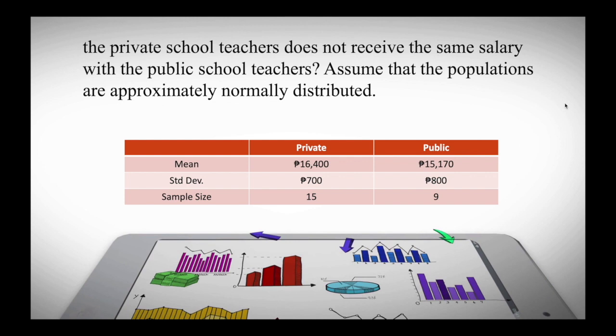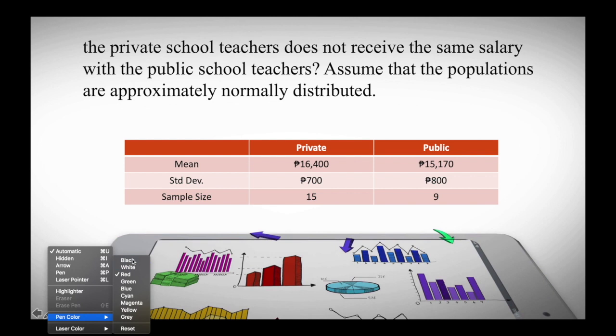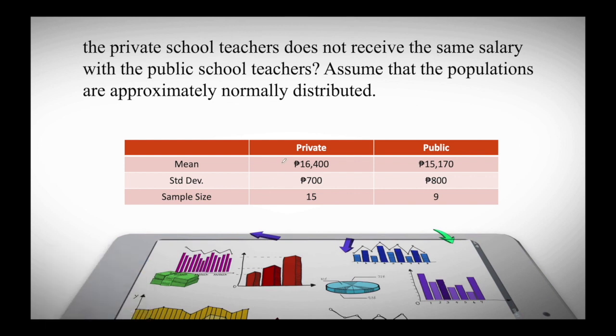Okay? Now, assume that the populations are approximately normally distributed. We have here the tabulation of the given. I will just have my pen. Let's use color black now. Okay? So, we have two sets of population. That's why ang topic natin is two independent samples, no? Two means of small independent samples. By small, again, because our sample size is less than 30. As you can see, we have here 15 and 9.